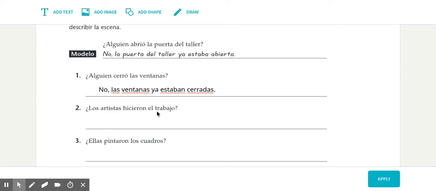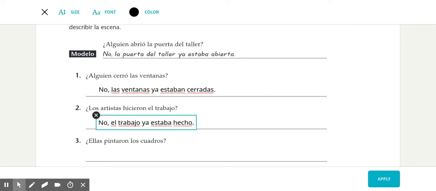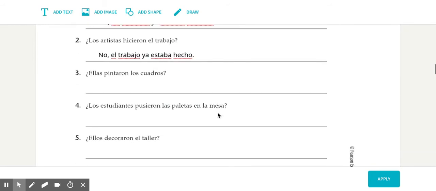Did the artists do the work? Well, you're going to say that the work was already done. So you can say, no, el trabajo ya estaba hecho, ¿verdad? So el trabajo, the work, singular with estaba, and hecho is the past participle for hacer. So we're using that same verb, everybody. Hacer, hicieron, hecho. Cerró, we have cerradas. Abrió, we have abierta. It's the same verb.